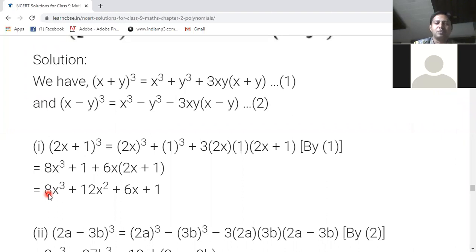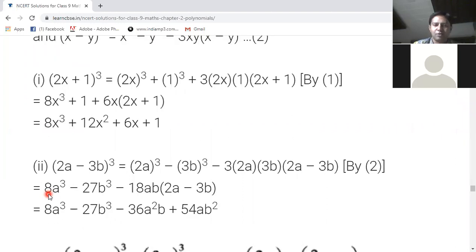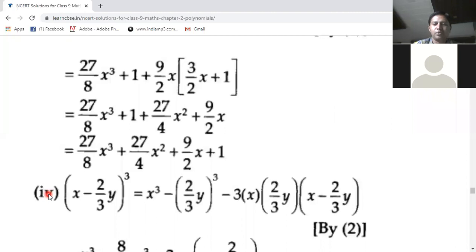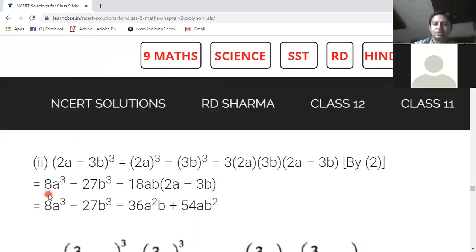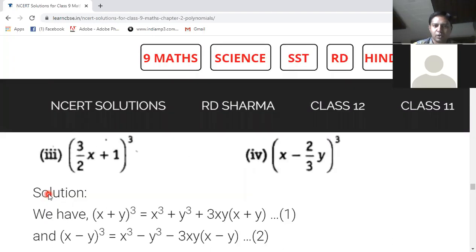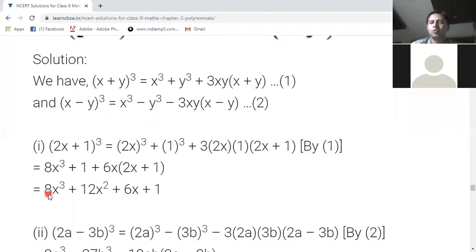Similarly, in a minus b whole cube, we'll have a look at this question which is in the form of a fraction. So we have x minus 2 by 3 y whole cube. For x minus 2 by 3 y cube we'll apply identity 2, that is a minus b whole cube is a cube minus b cube minus 3ab times a minus b. Here the identity is x minus y whole cube is x cube minus y cube minus 3xy times x minus y.